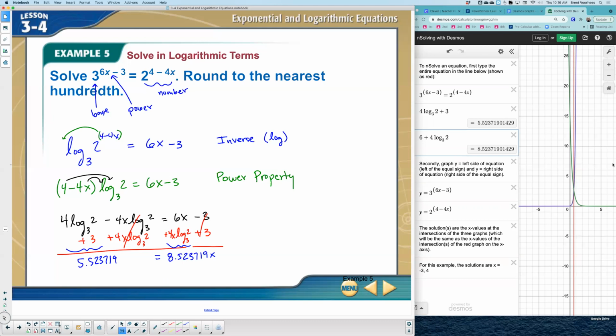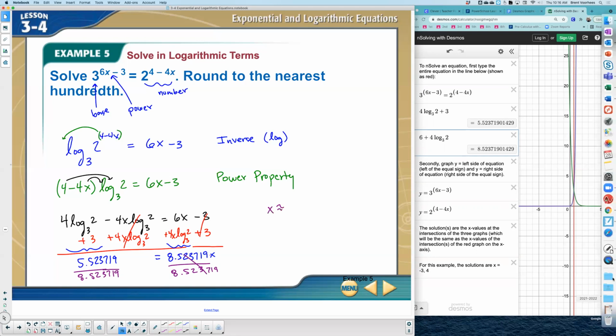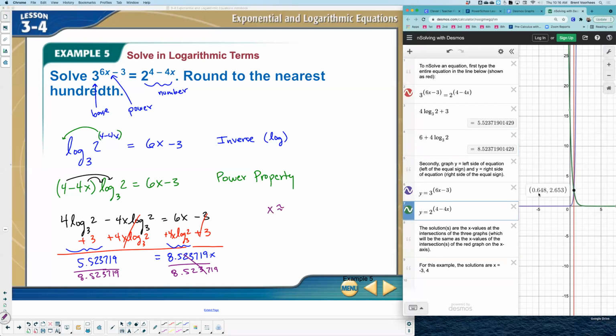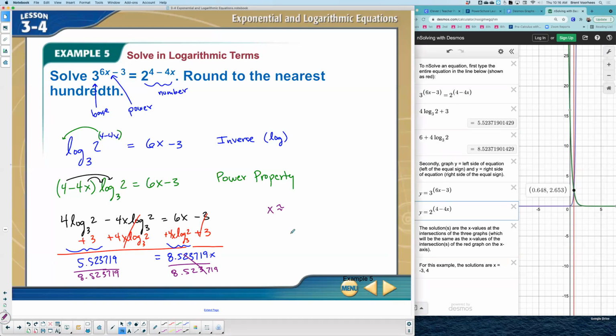So the last thing to do to solve this, since those are multiplying, is I would divide. So to isolate the x, you would divide 5.523719 by 8.523719. When I divide those, I should have my approximate answer, which we already had from Desmos the first time, 0.65 if I round it.